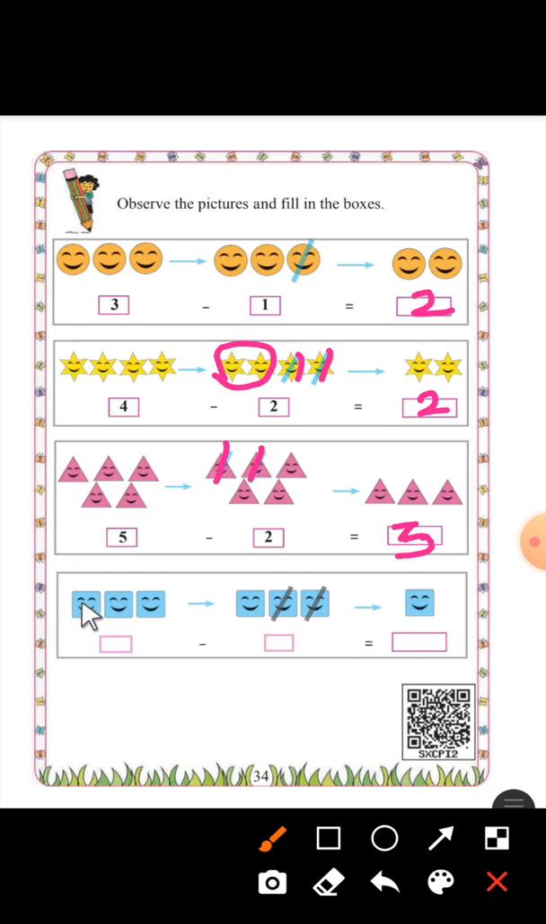Here 3 squares are there. 1, 2, 3. From these 3 we cancel 2. Write 3 minus 2. The answer is 1.